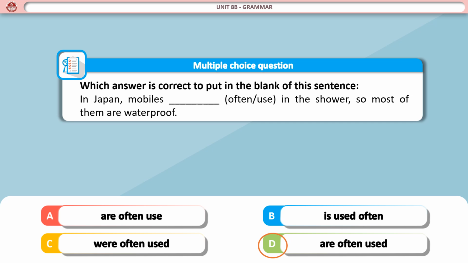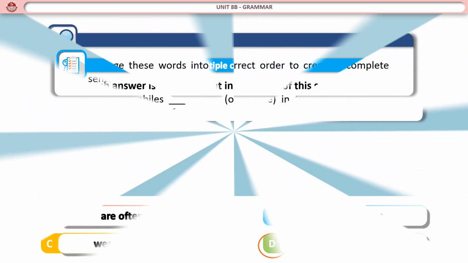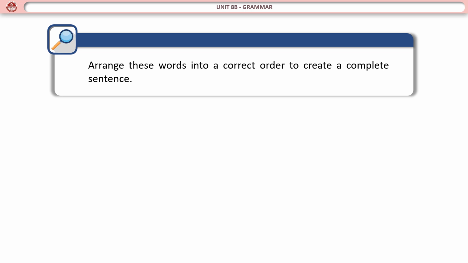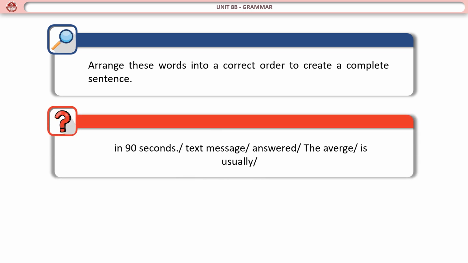All right. Fantastic. You did a really good job so far. So I think that maybe we should have something a little bit more difficult. Here, I will give you guys some words and I mix them all up. So your job here is to put them in the correct order to create a complete passive sentence. Here are some of the words. In 90 seconds, text message, answer, the average, is, usually. So try to put them into a complete sentence.